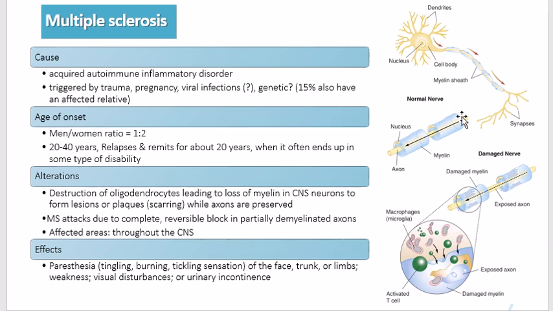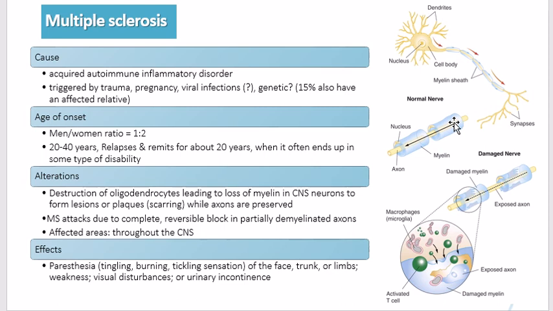On the diagram here on the right, you can see that this is a normal nerve where the cell body is going to be receiving signals from the dendrites, and then the signal is sent down the axon until it reaches the axon terminal, where it would release its neurotransmitter communicating with whatever it's synapsing with. And you can also see the presence here of myelin.